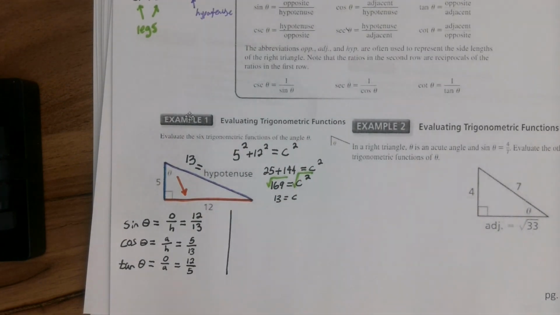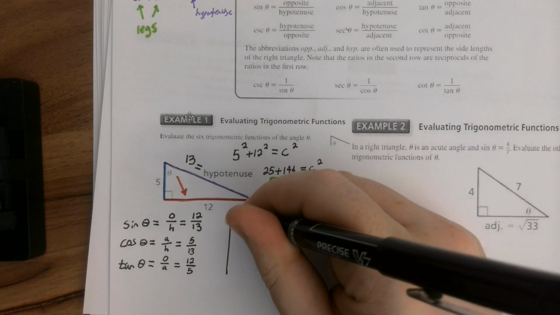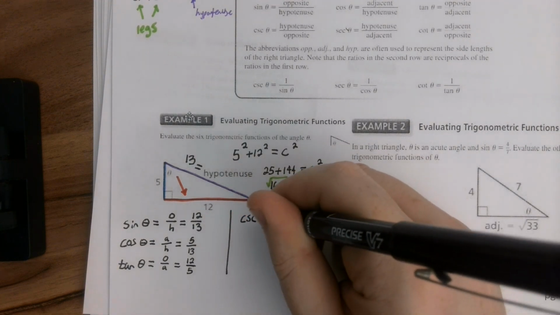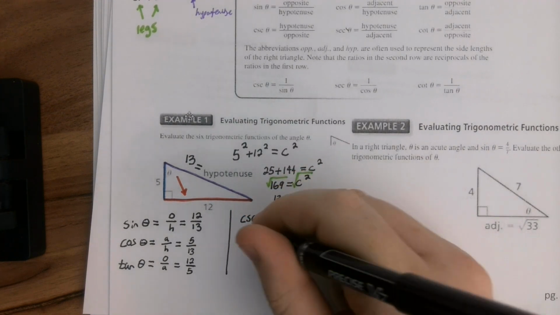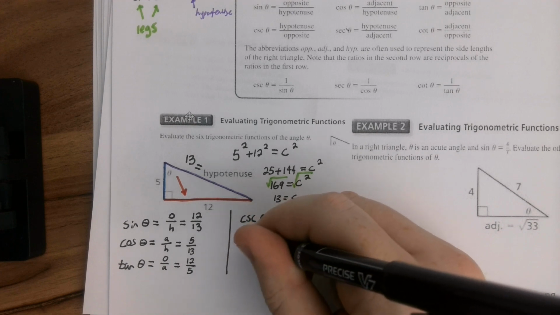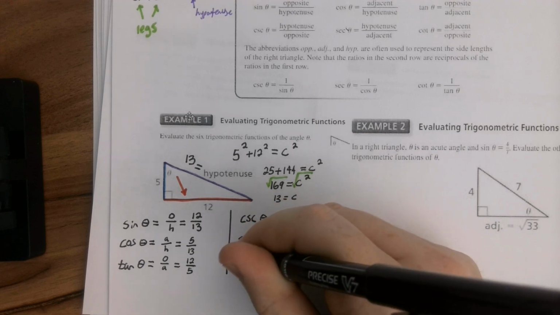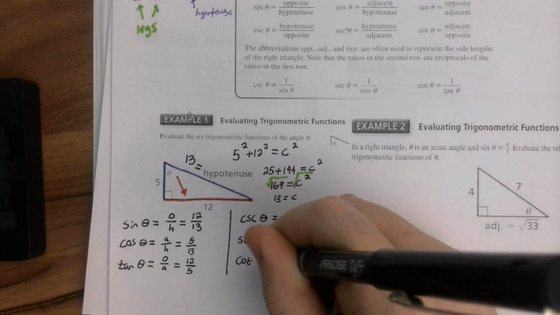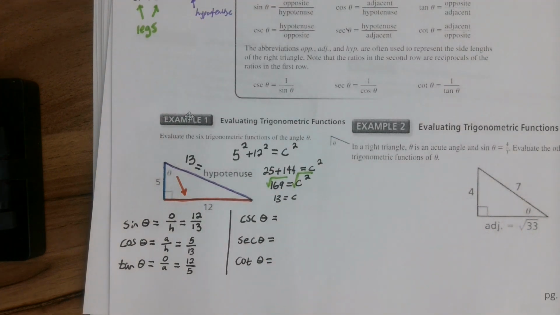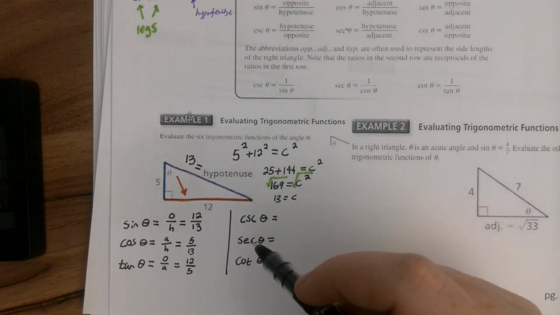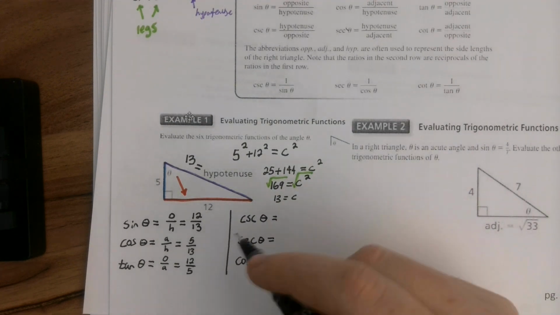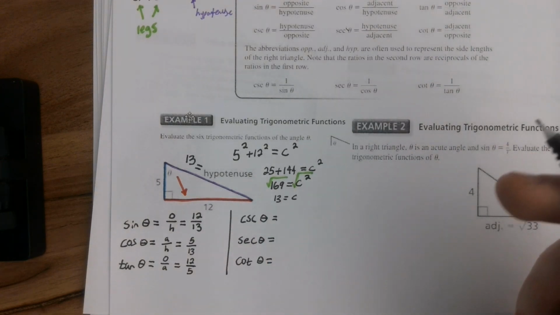But it asked for all 6 trigonometric functions. So we also need cosecant, secant, and cotangent. I've got some good news for you, though. If you got the first 3, these are just the reciprocals, right? It just means that we can flip all of our responses.